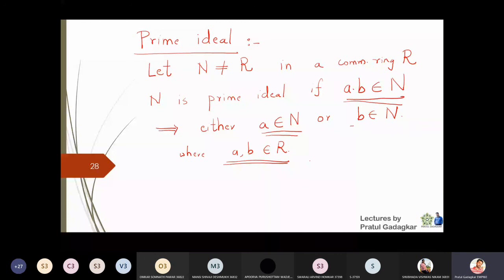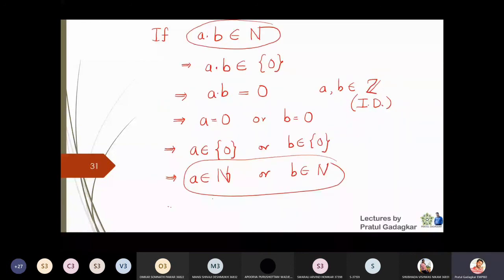So we have proved that the ideal N given by singleton 0 in the ring Z is which kind of ideal? It is a prime ideal. Okay.